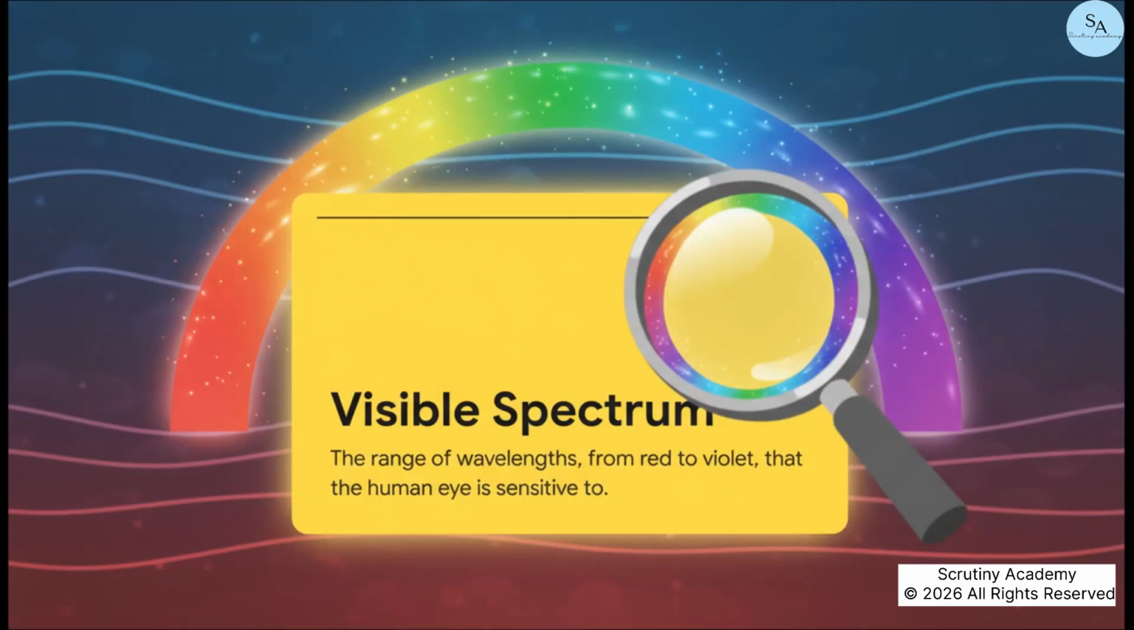Now, this specific band of colors that our eyes can actually pick up is called the visible spectrum. But, and this is super important, this beautiful rainbow is just a tiny, tiny slice of all the light that's out there. I'm talking radio waves, microwaves, X-rays. Our eyes are only tuned into this very narrow window.